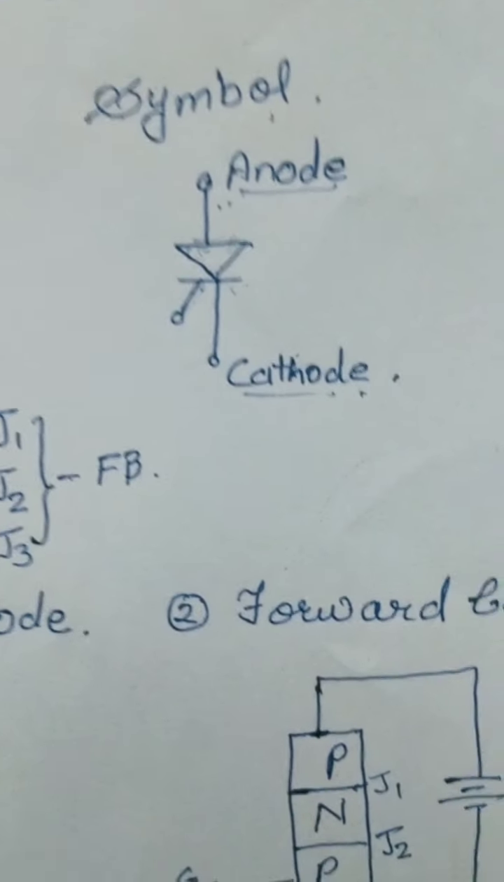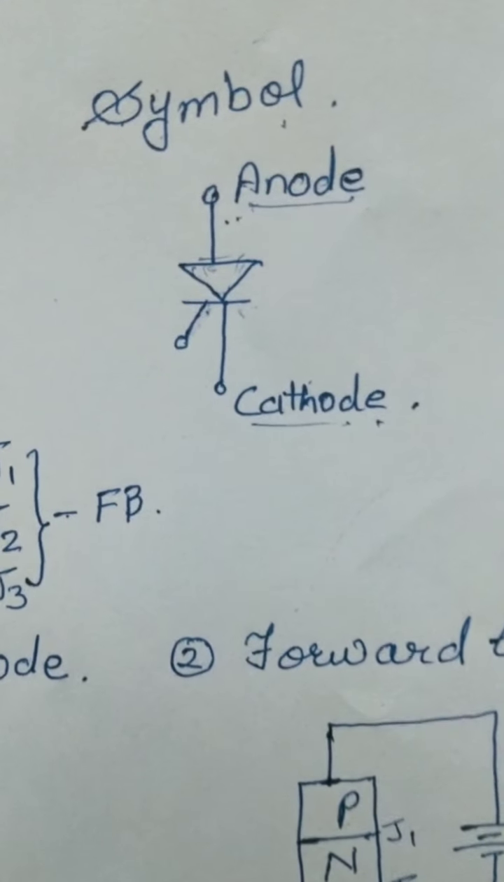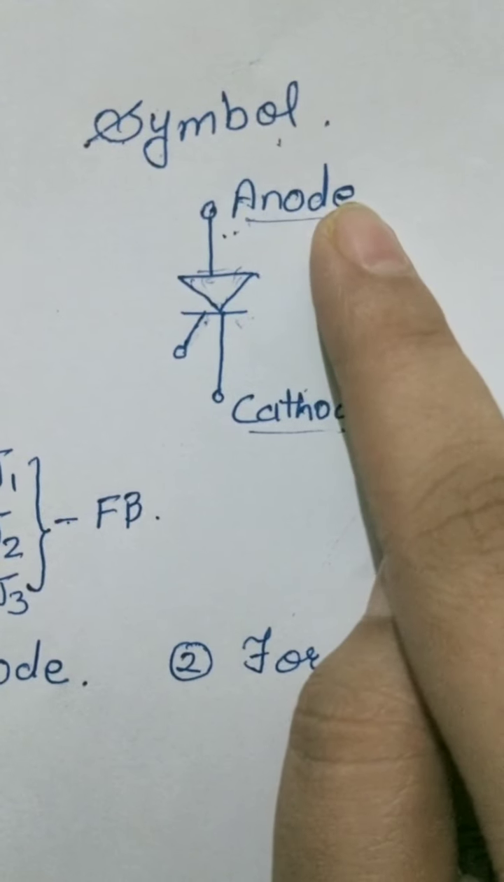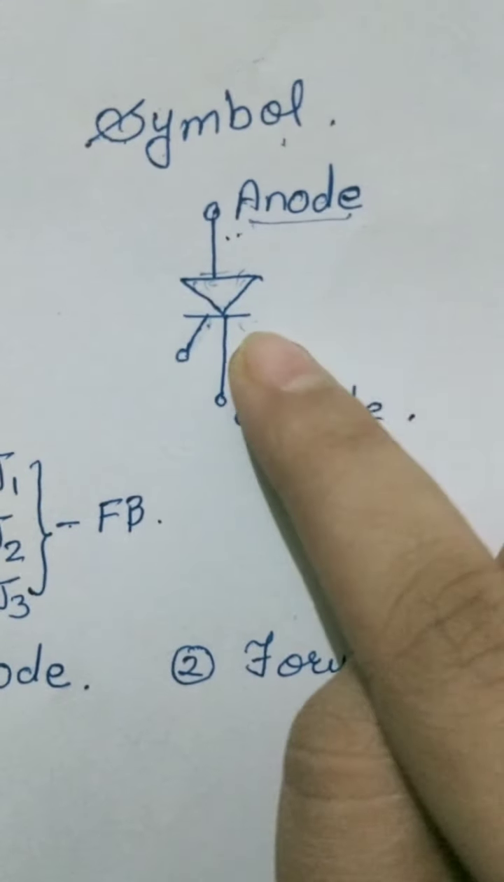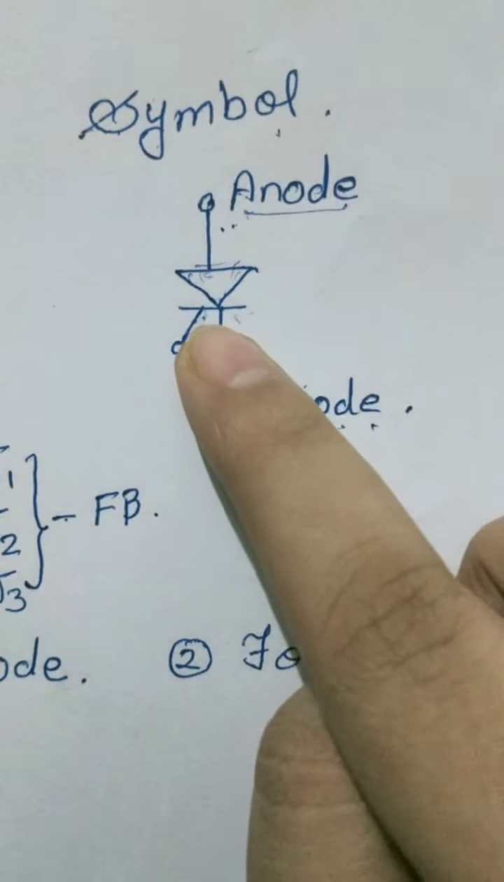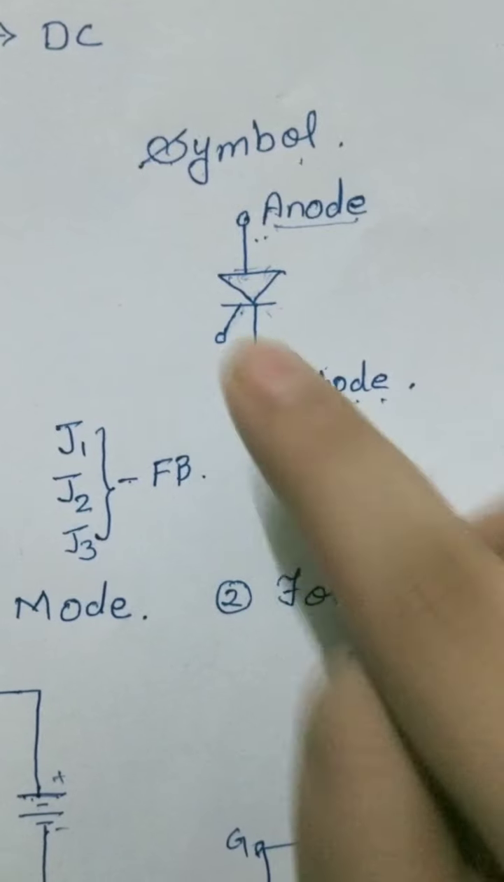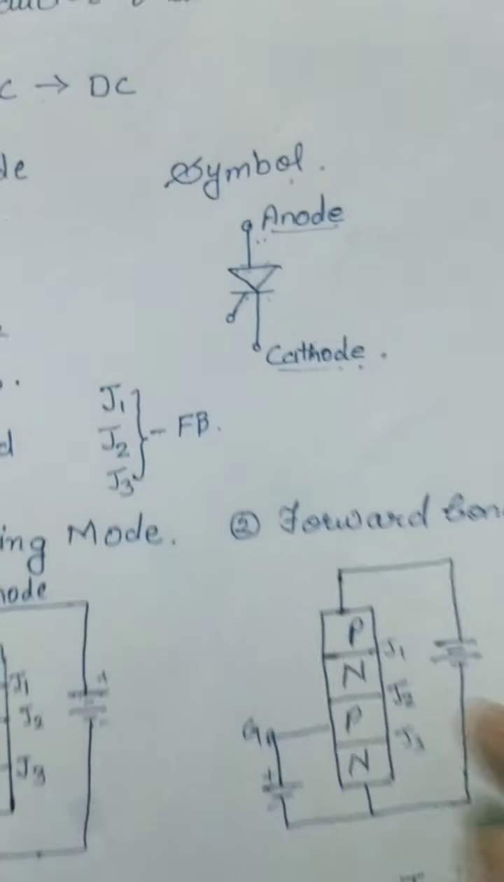The symbolic representation of the SCR is given as this. It is the same as a simple diode. The anode is connected to the P region, while the cathode is connected to the N region. The difference is that a gate is given on the P region.